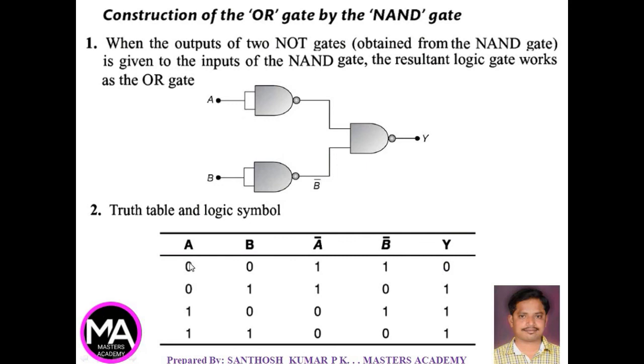Now, A and B. So, when A is 0, A complement is 1. B is 0, B complement is 1. 1 and 1, here from NAND gate it is 0. So, when A is 0, B is 1, it is 1, the output is 1. 1 and 0, it is 1. 1 and 1, the output is 1. That means the output is the same as that of the OR gate. That means you can construct NOT gate, AND gate and OR gate by using a NAND gate. Therefore, NAND gate is called the building block.